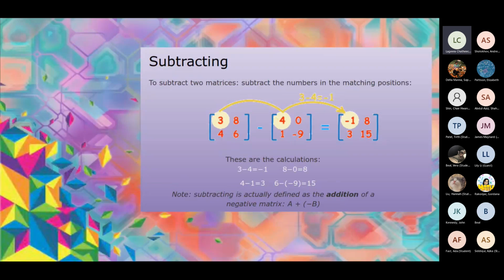So now looking at subtracting. To subtract two matrices, subtract the numbers in the matching positions. So the calculations for this one would be 3 minus 4, which is -1. 4 minus 1 would equal 3. 8 minus 0 would equal 8. And 6 minus -9 would equal 15. Note that subtracting is actually defined as the addition of a negative matrix, which is equal to A plus -B.